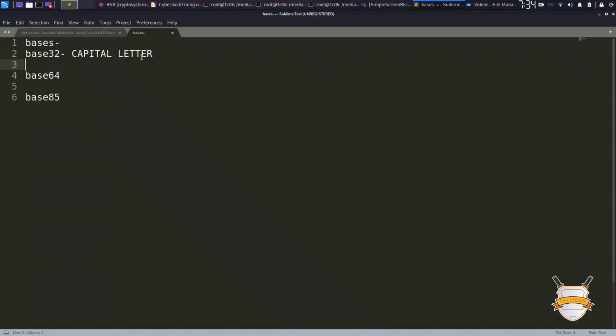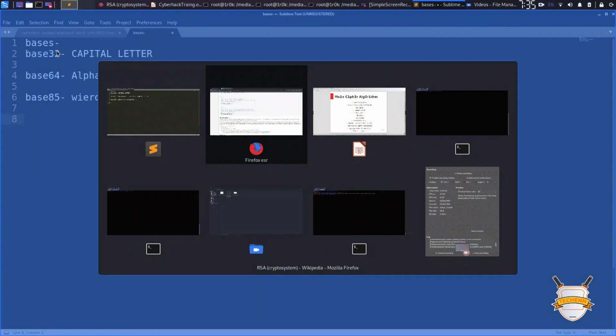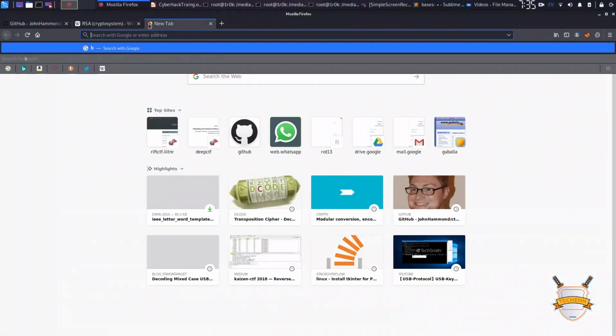Base 32 is always of capital letters, and base 64 will be alphanumeric with plus and slash symbols in it. And base 85, I guess, is weird or unreadable. Let's find out about that. Okay, so first we'll start with base 32.